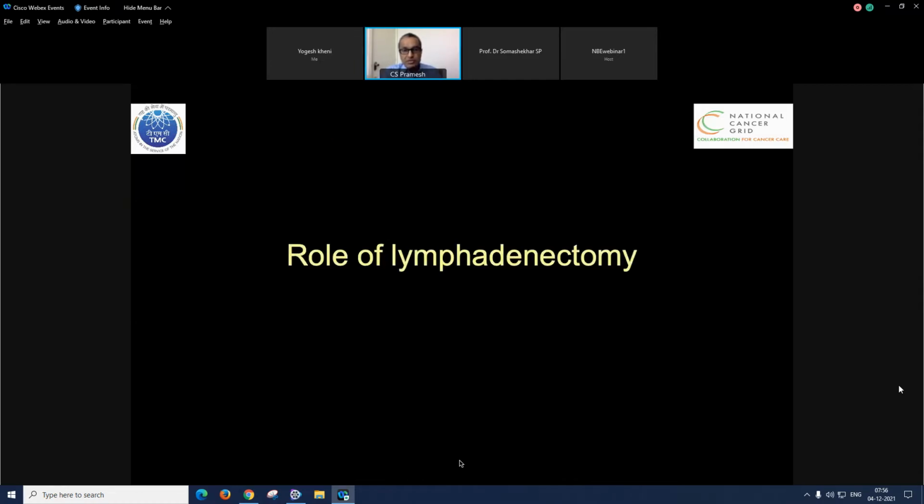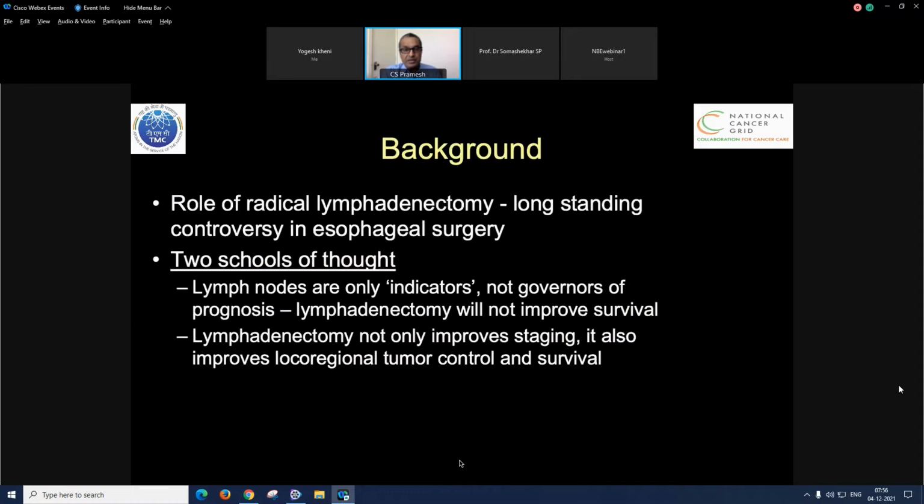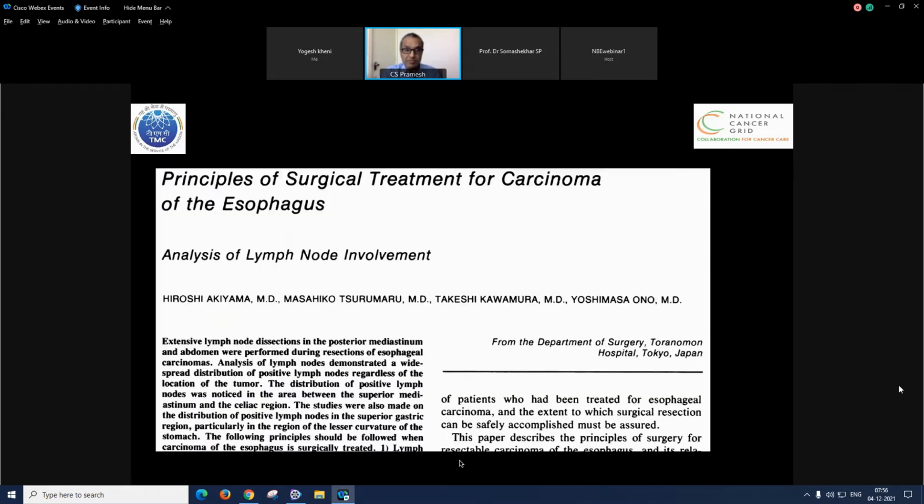We'll go on to the next controversy, which is on the role of lymphadenectomy. This is a long-standing controversy. There are two schools of thought. One says that lymph nodes are just indicators and they do not improve survival even if you remove them. The other thought is that it not only improves staging, but also improves locoregional control and survival.